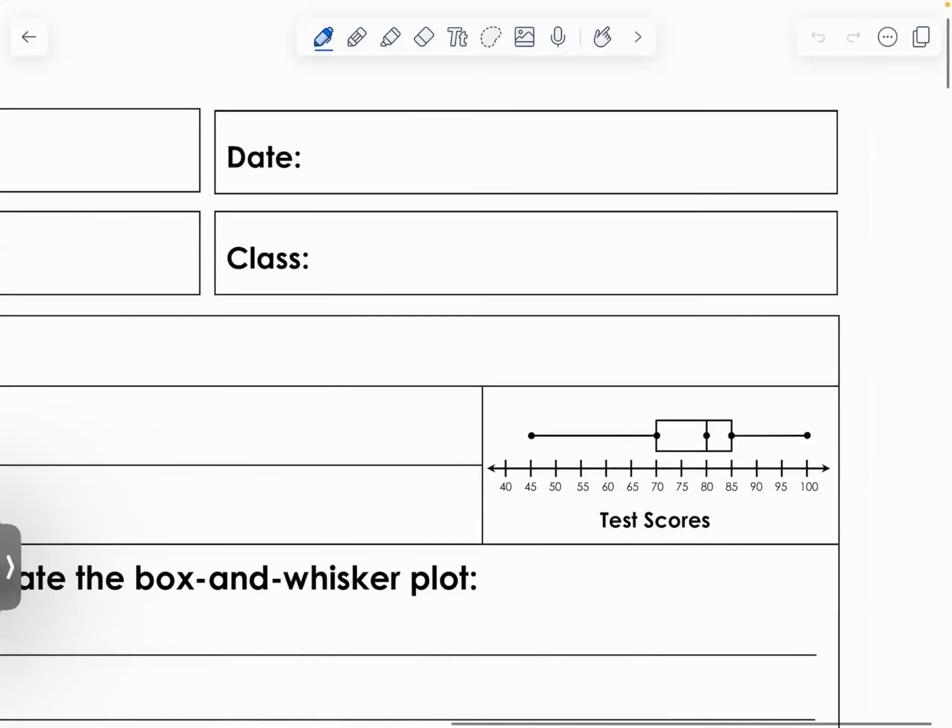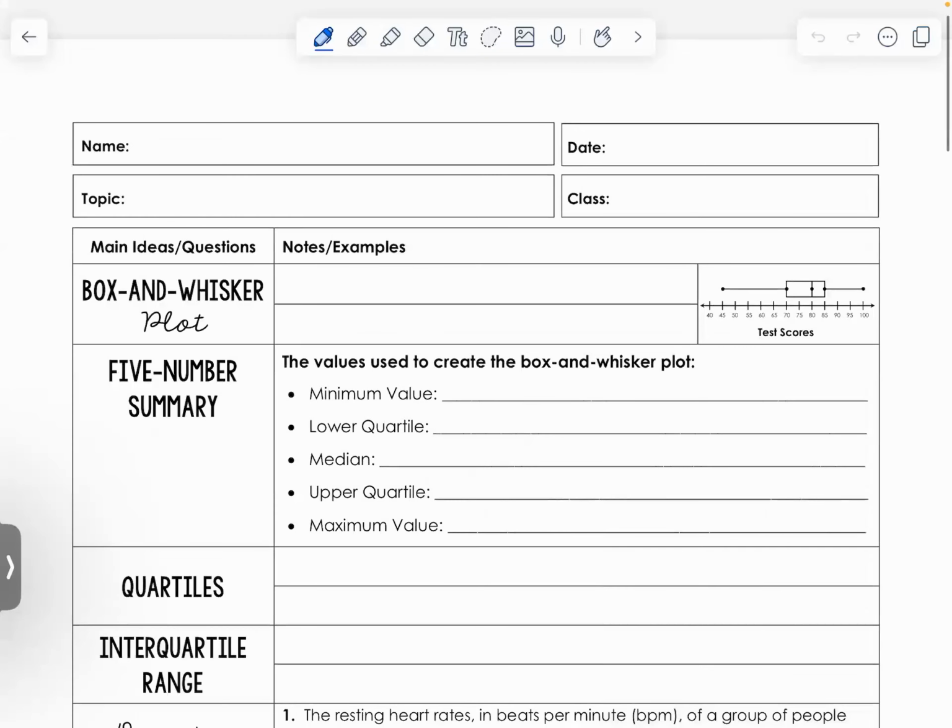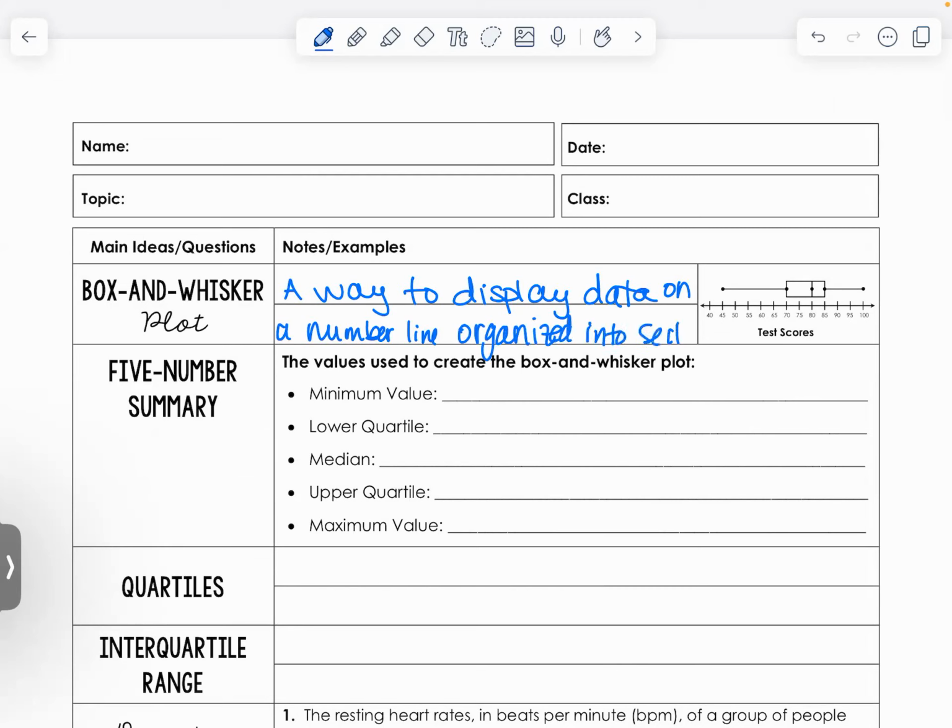All right, so let's talk about how we read a box and whisker plot. A box and whisker plot is a way to display data on a number line, organized into sections.